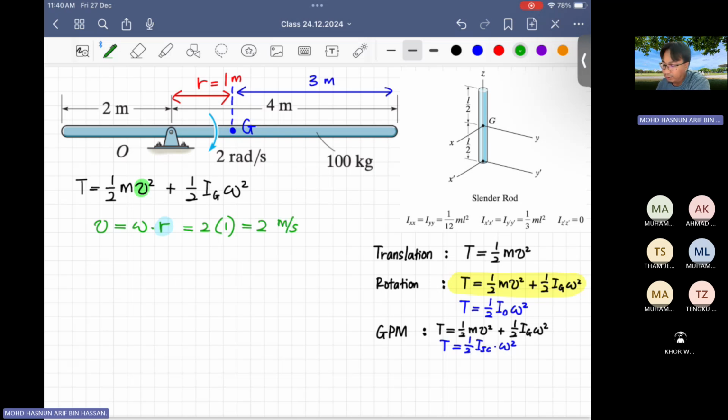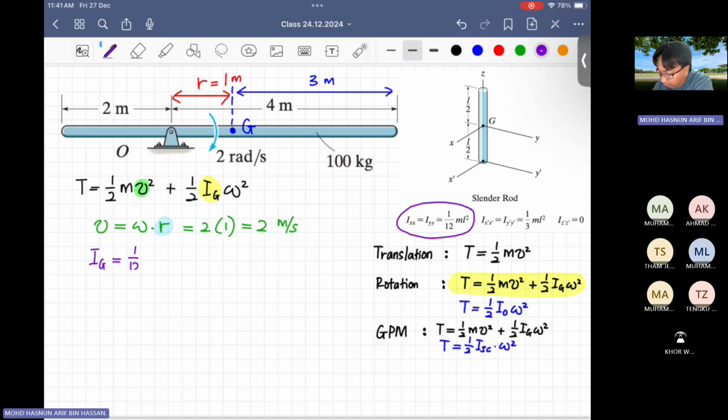That is our V. So the first part, we can calculate already because we have the mass, we have the V. Now the second component requires us to get the value of Ig. So now let's calculate Ig. Ig is equal to, for slender rod, remember I said you always use 1 over 12 ml square. There's no need for you to check other equation, and straight away go to 1 over 12 ml square.